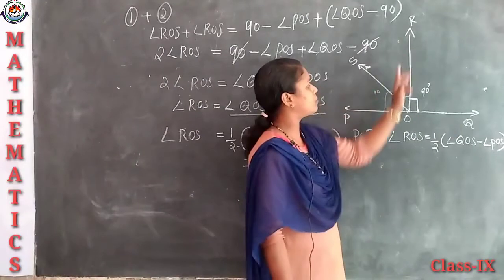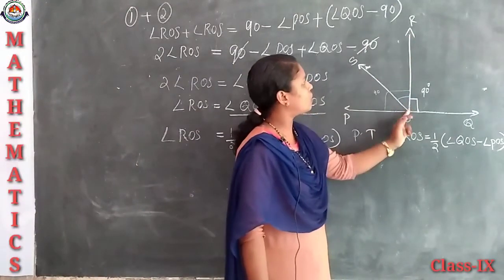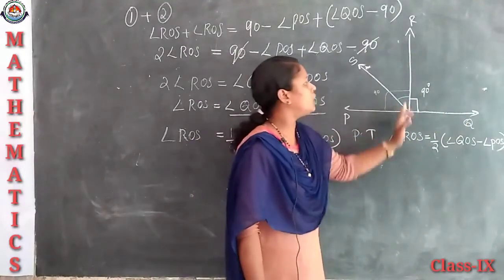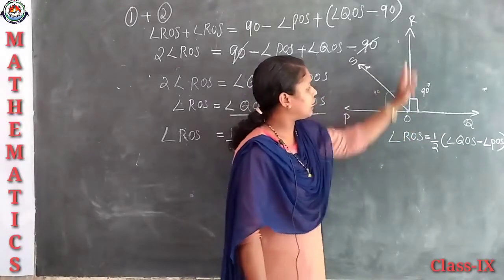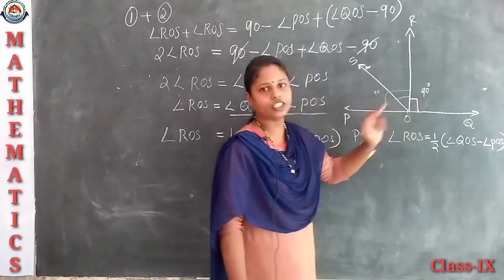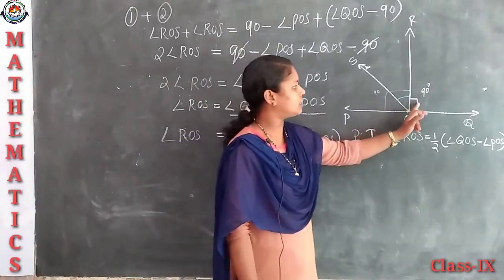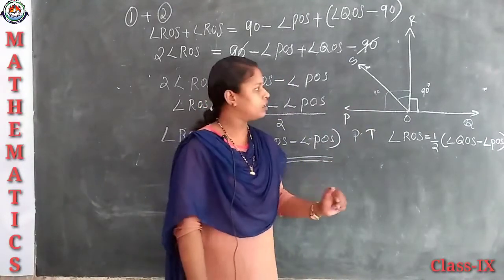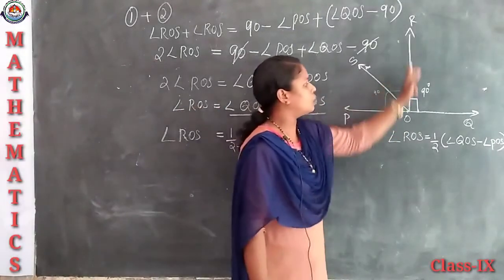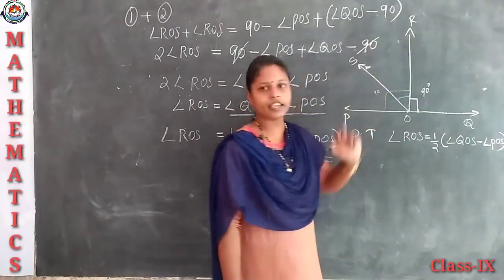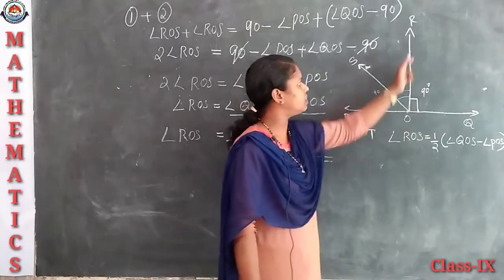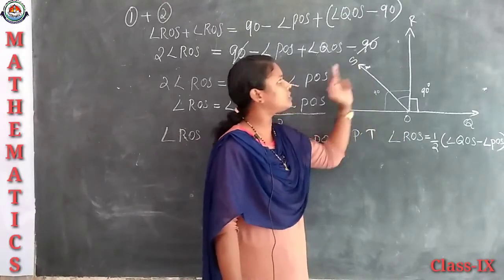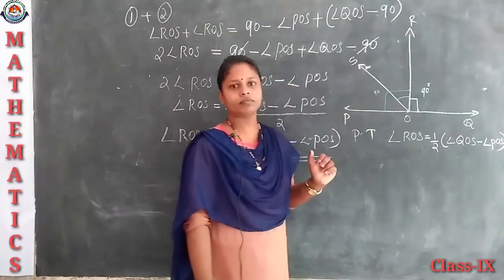Here we started from here. This OR is perpendicular to line PQ. Perpendicular means that ray and this line are making 90 degree right angle. So this angle is 90 degree, and here also we will get a 90 degree angle. And this angle POR is 90 degree, and we can take this angle as the sum of these two angles, that is angle POS and angle ROS.